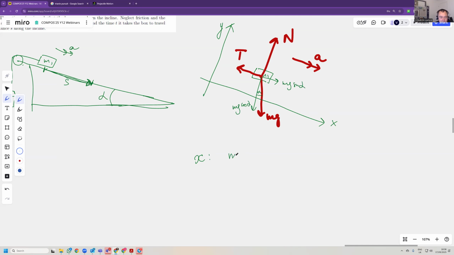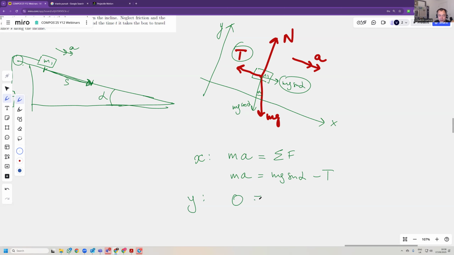In the x direction, mass times acceleration is equal to the sum of forces. So mass times acceleration is mg sine alpha minus tension, minus T. So who's pulling you forwards minus who's pulling you backwards. That's it. For the y direction, the acceleration is 0.